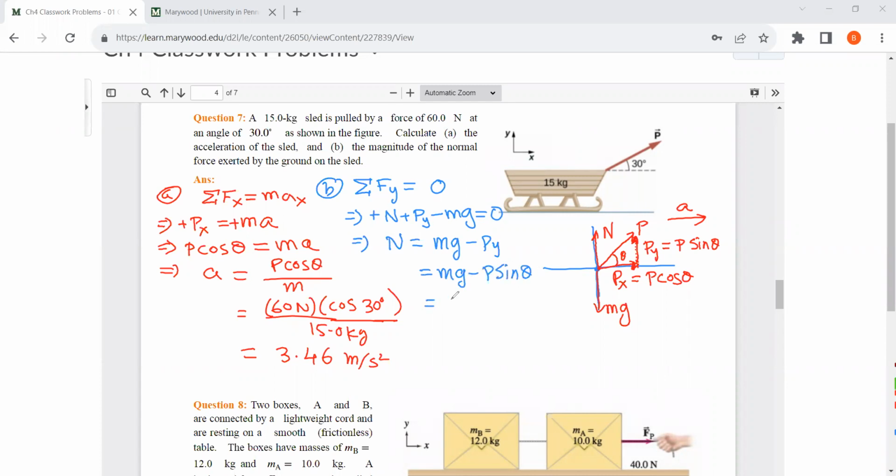So m is 15, gravitational acceleration is 9.8, minus P is 60 Newton, and sine 30 degrees. If you plug all these values in your calculator correctly, you should get the normal force equal to 117 Newton.